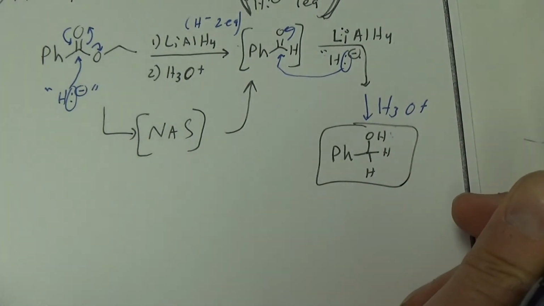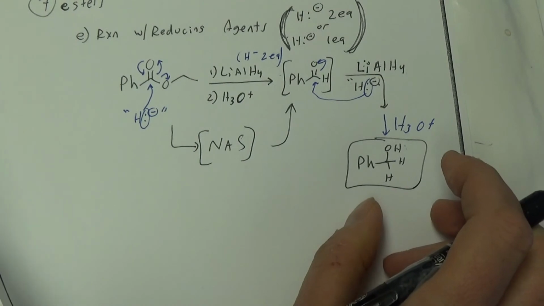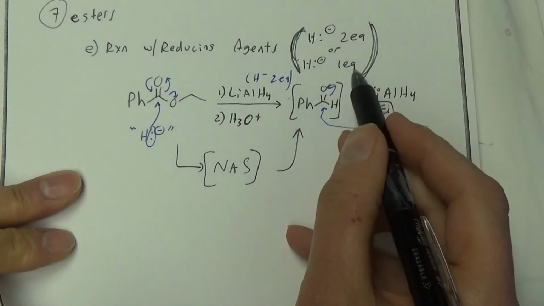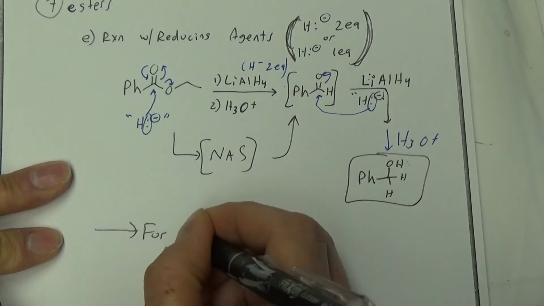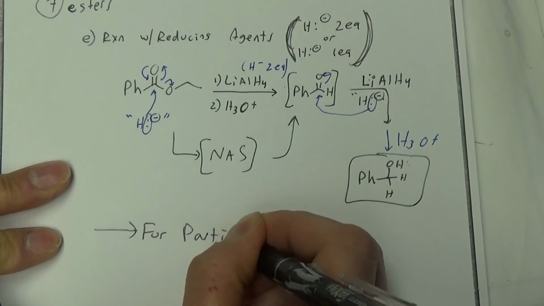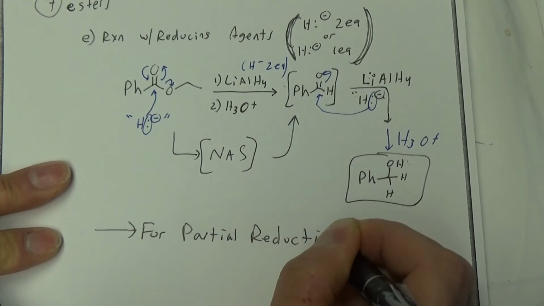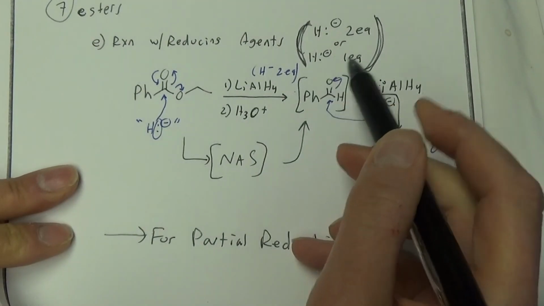Nothing too crazy, right? Nothing too crazy about that. Okay, so then what is the H minus 1 equivalent reagent for partial reduction? You should actually have a pretty good guess, because we saw a partial reduction of acid chlorides, right?